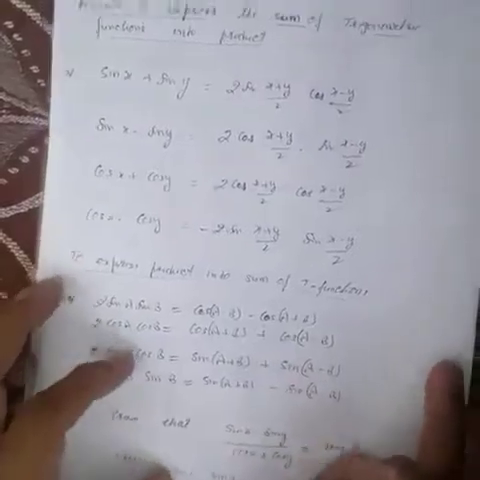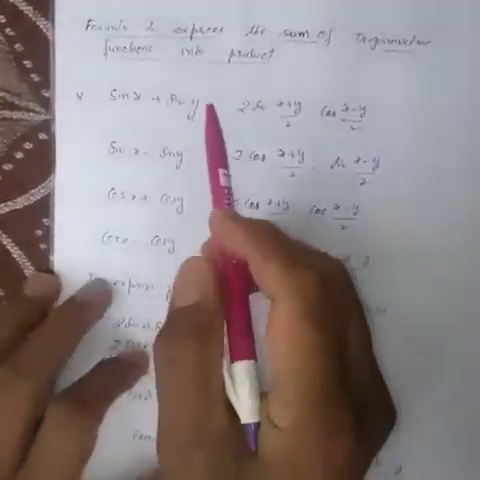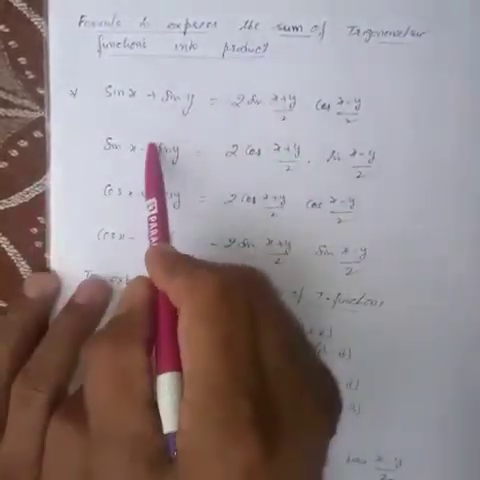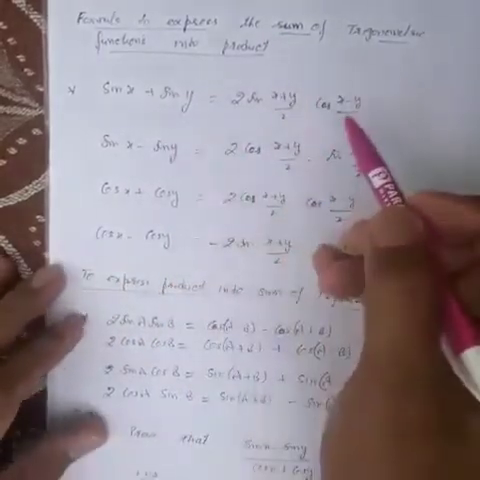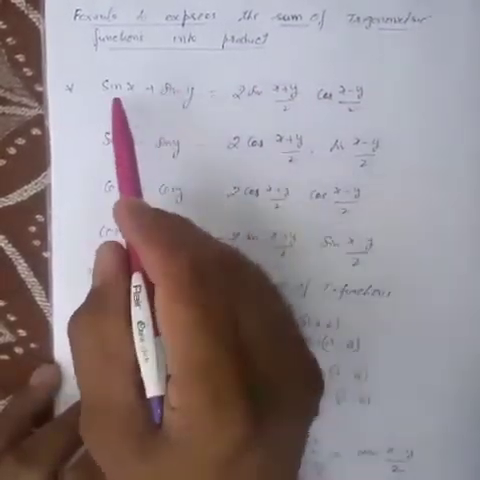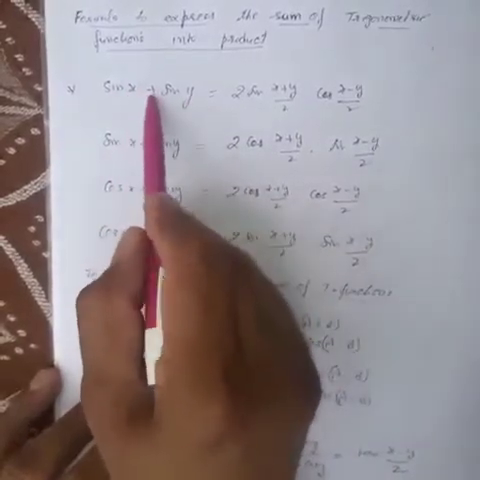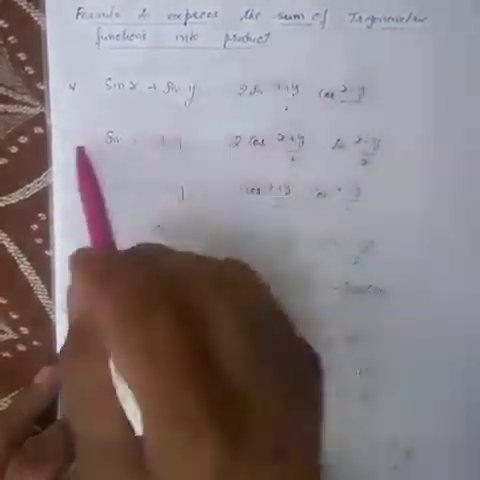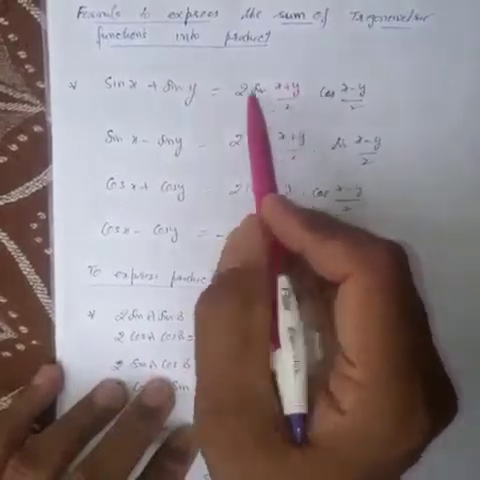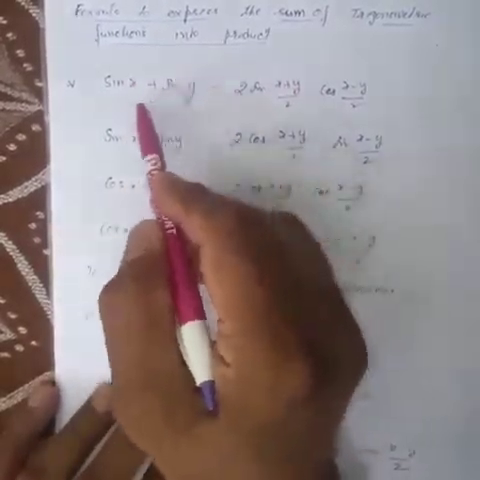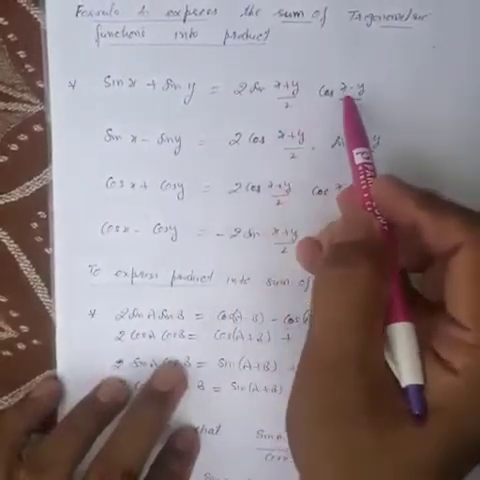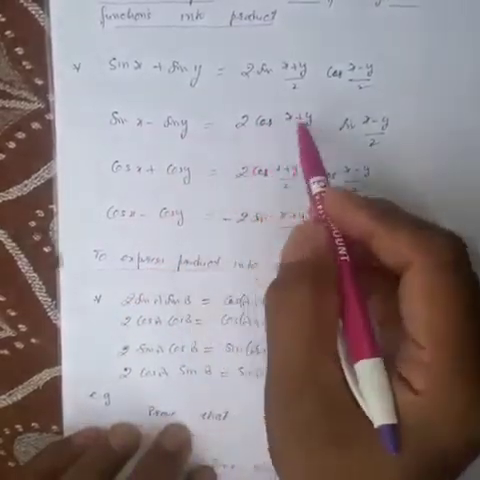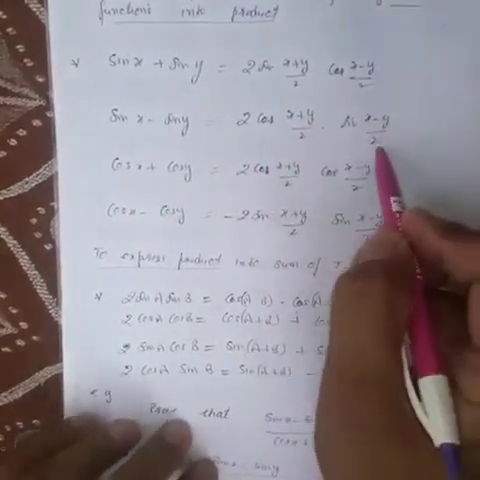Now some more results. These results will be used to express the sum or difference of t ratios into product. It means if sin x plus sin y, you try to observe there is plus sign, and we have to express the sum of t ratios into product using these formulas. Right hand side is 2 sin x plus y upon 2. You mind angle given, that will be x and y, so x plus y upon 2 into cos x minus y upon 2. Next formula sin x minus sin y is 2 cos x plus y upon 2 into sin x minus y upon 2.